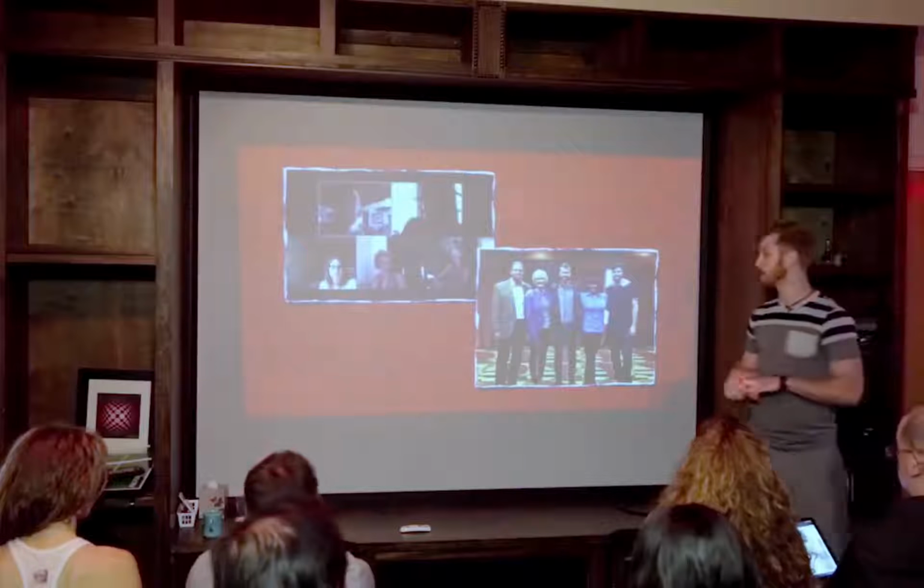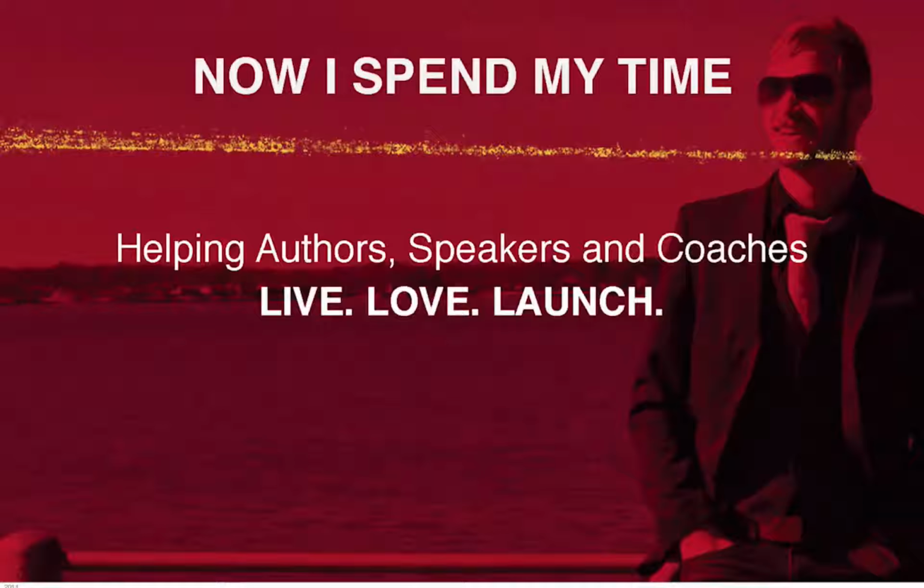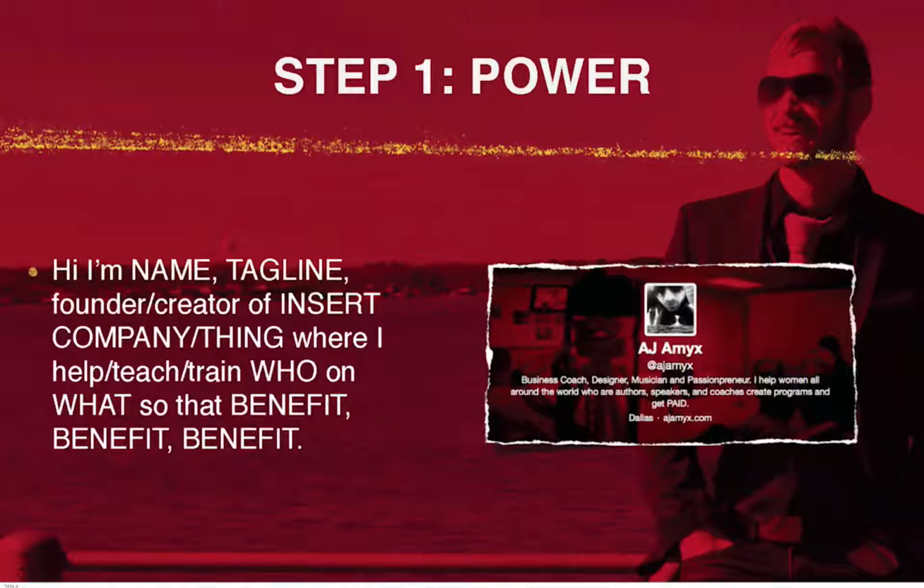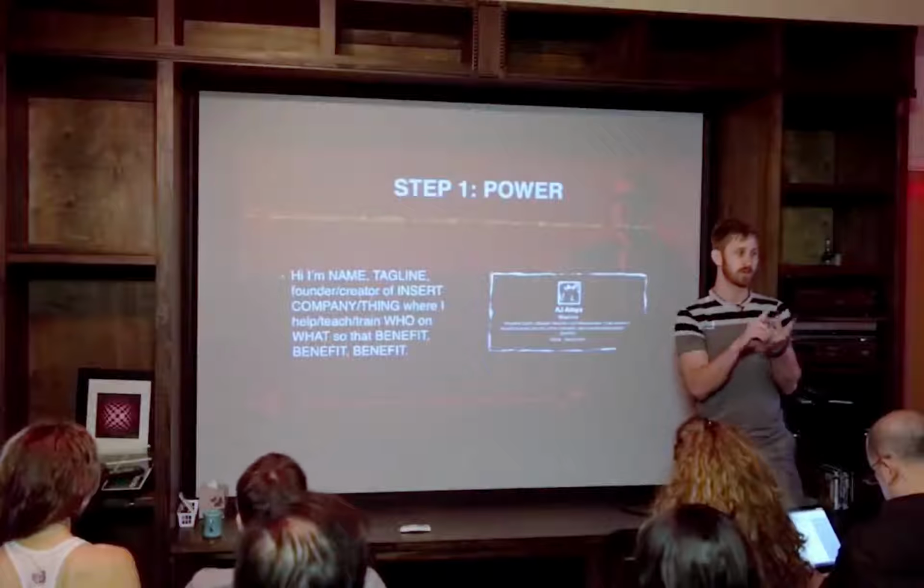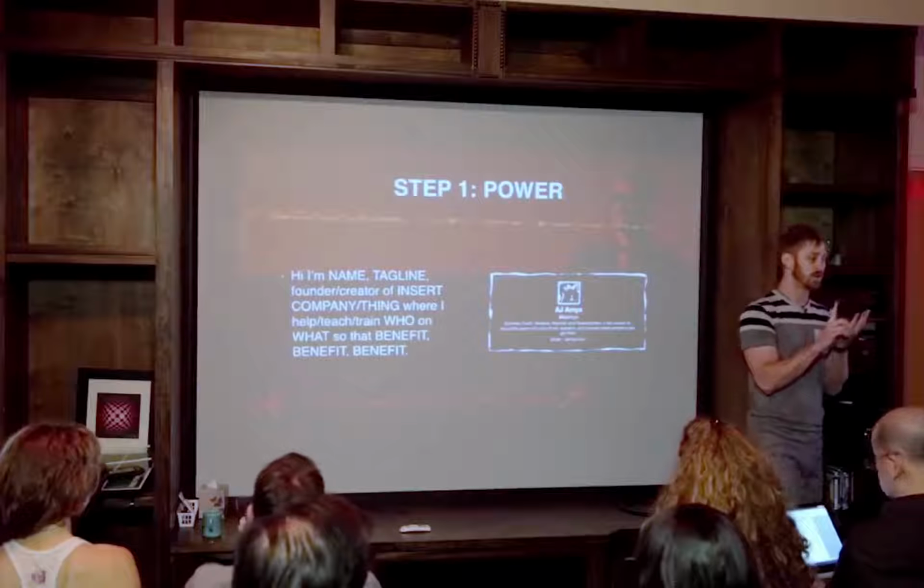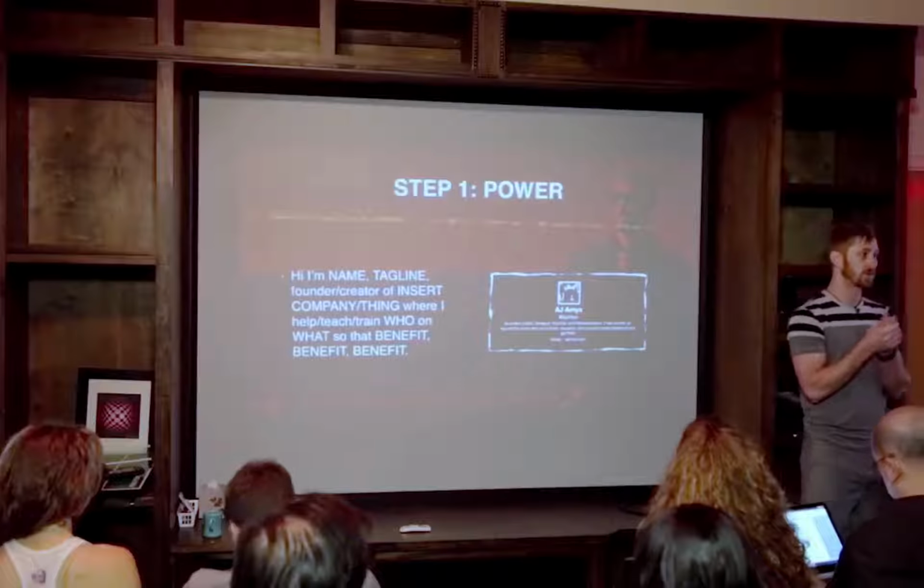Cool. Next slide. So now I'm spending my time pretty much helping authors, speakers, and coaches figure out how they can live an awesome life that they want. How can they love completely, passionately, and fully with their partners, with their friends, with their families, and then launch and monetize their businesses in 90 days or less. Next slide. So now we're going to go into the steps. It's going to be a 3-step process. We're going to go to power, we're going to go to packaging, we're going to go to a plan, and then we're going to go to promotion.